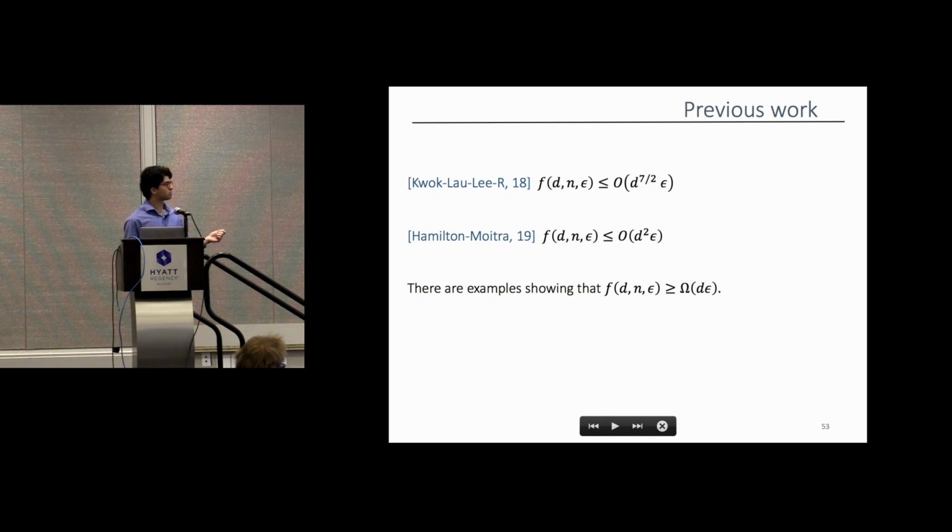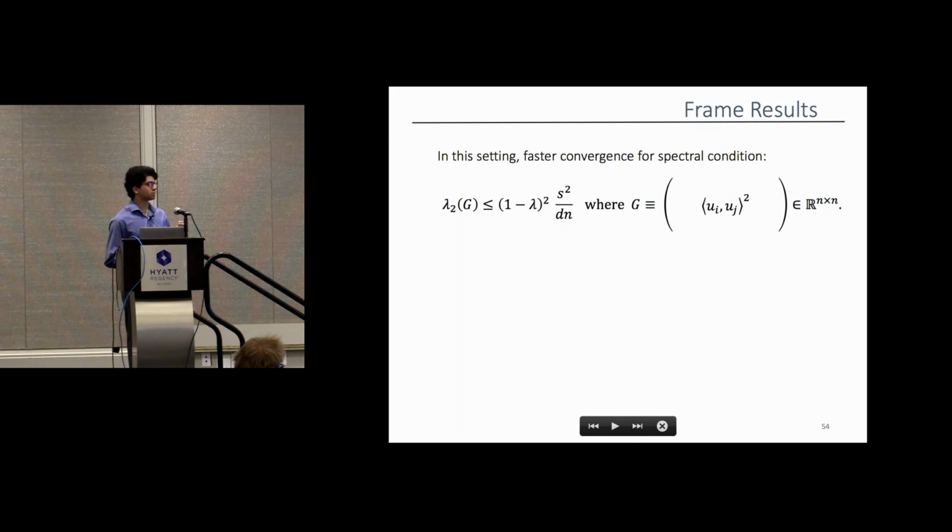And in fact, this bound that Hamilton and Moitra gave is tight up to an extra d factor. There are really simple perturbations of type frames that require d epsilon. So we're almost closing this gap. But what did the spectral analysis give us? It gave us beyond worst-case analysis of this kind of problem.